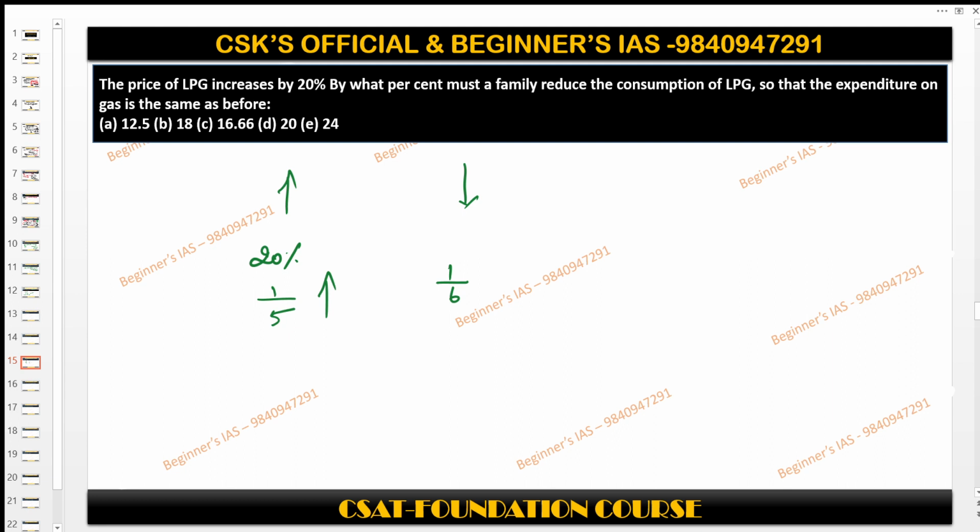Clear? So let us remember the shortcut here. This is the numerator. This is the denominator. This much of increase reduces by n by d plus n, so that the overall budget remains same. Okay, now let us move on to the question.